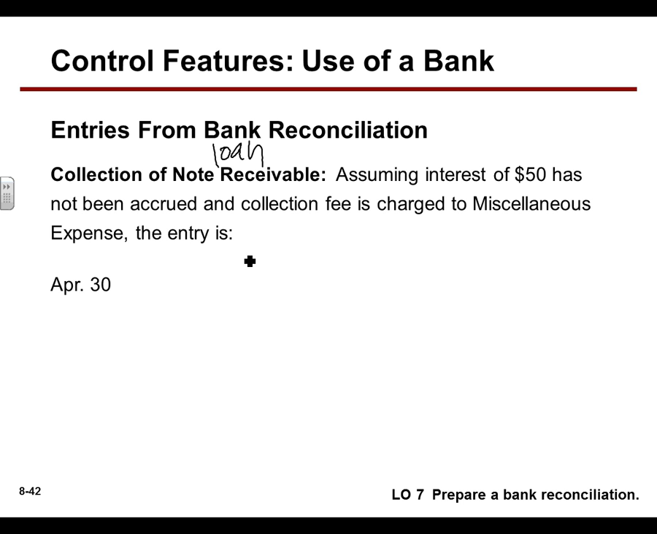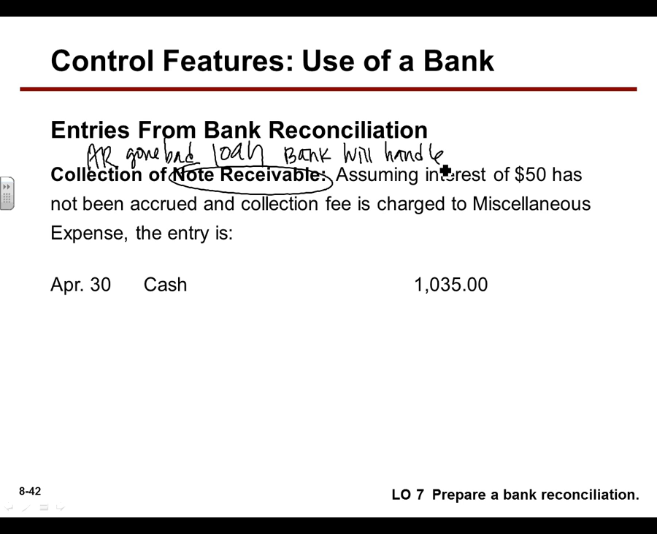Collection of a note receivable. So now you understand that that was probably an AR gone bad. Most times it's an AR that doesn't ever pay us, and so then we're going to say, fine, we'll give you a note receivable in the form of a loan that the bank is going to handle. Assuming interest of $50 has not been accrued and the collection fee is charged to the miscellaneous expense, here's what we're looking at. We get our cash.